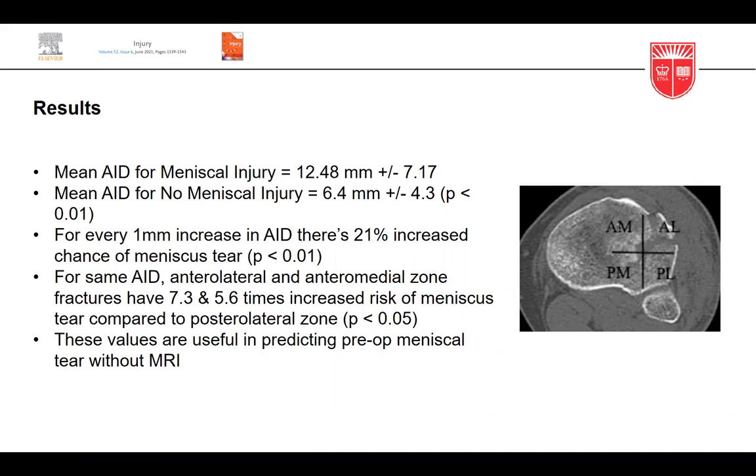They also concluded that one must pay close attention to the area of the greatest depression, since peripheral depression has an increased risk of meniscal tear compared to central depression.